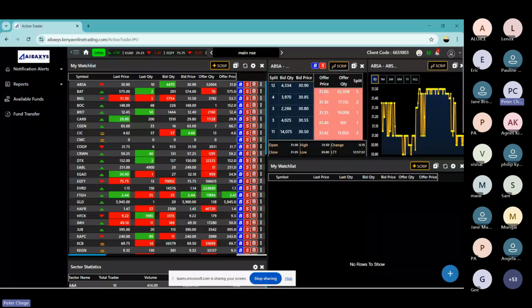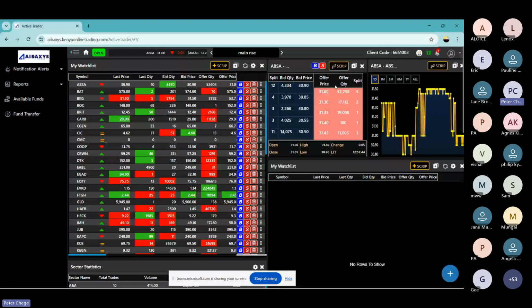So you click on ABSA on my watch list to load the orders. Again, check the prices the way they are arranged. On the bid side, it is from the highest to the lowest. On the offer side, it is from the lowest selling price to the highest. The next thing is to identify the quantities. Check the quantity, just scanning. You're not doing any mathematics.